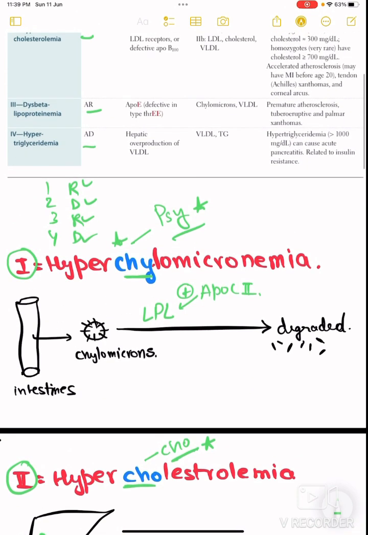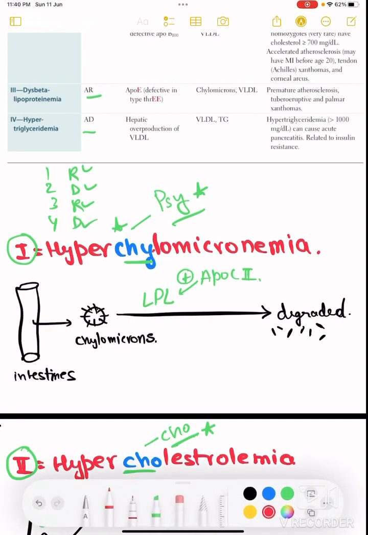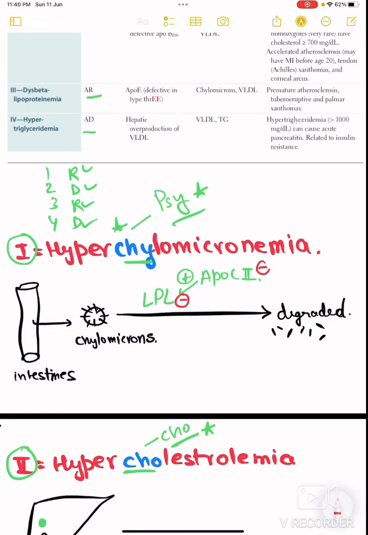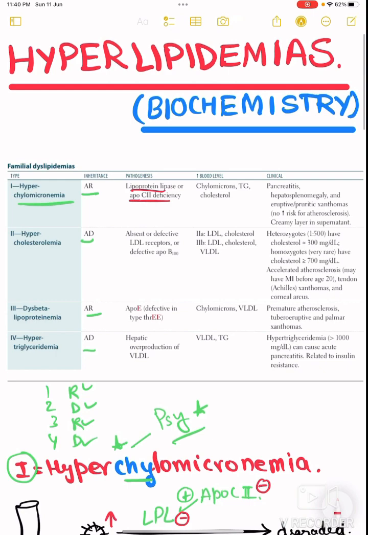As you can see over here in the image, chylomicrons are substances that take fat which we eat from food from the intestines, and they are absorbed in the blood, and then the chylomicrons in the blood are degraded into smaller particles by lipoprotein lipase. And there is another important thing, ApoC2, which is a stimulator of lipoprotein lipase. So if there is a deficiency of lipoprotein lipase or ApoC2, then chylomicrons will increase in number, and hence they will not be degraded. So it will cause hyperchylomicronemia. So that is the problem: lipoprotein lipase deficiency and ApoC2 deficiency.